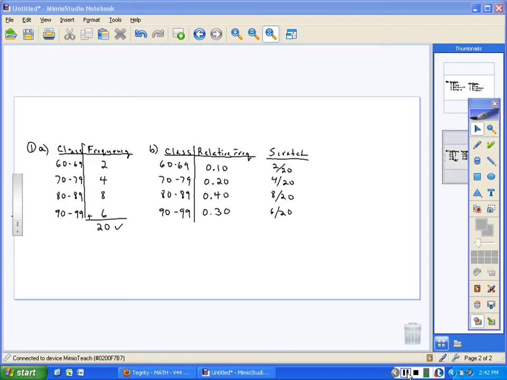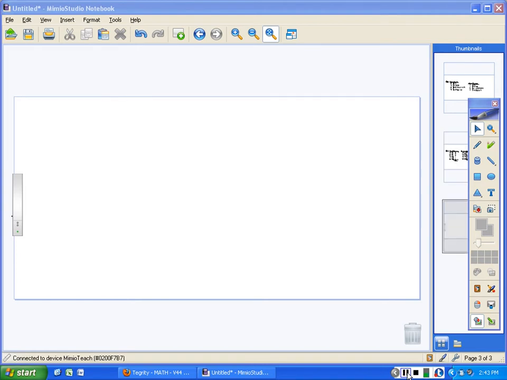To check and make sure you have the relative frequency correct, you want to add all this up, and it adds up to 1.00, so you know that you have it right. Okay, so now we're going to do 1C, which is the cumulative frequency table.